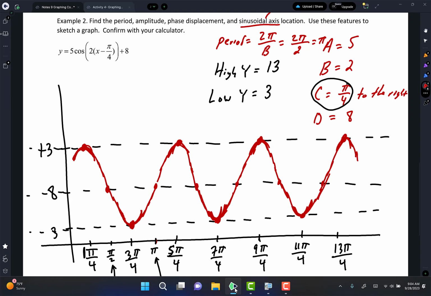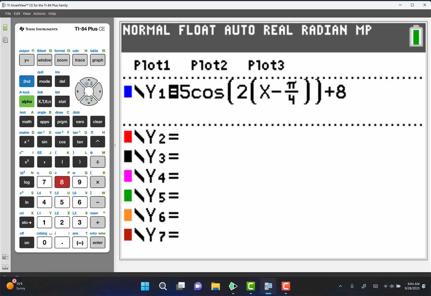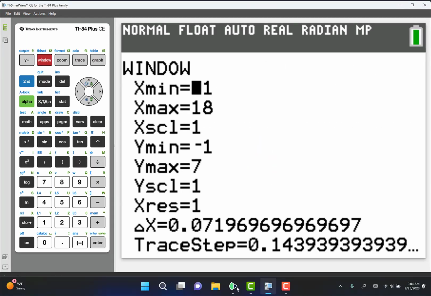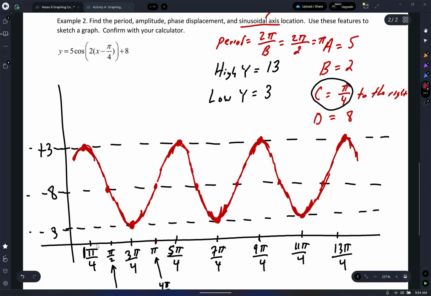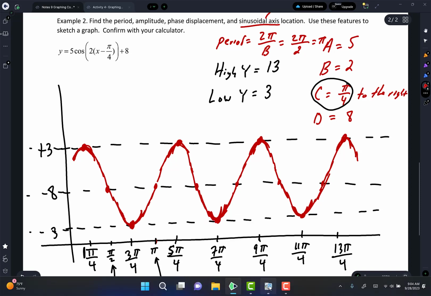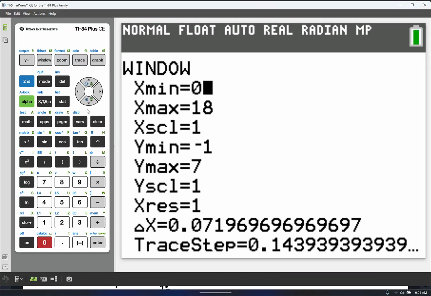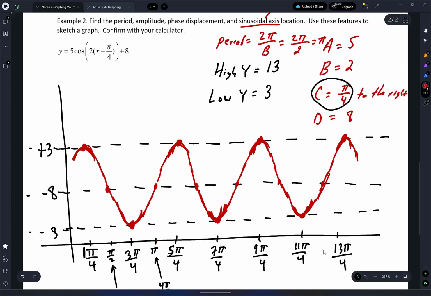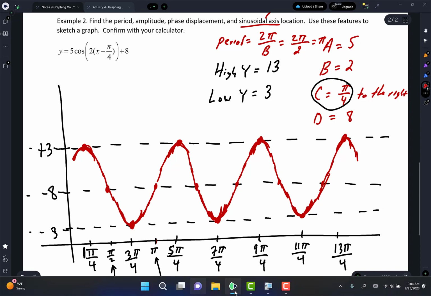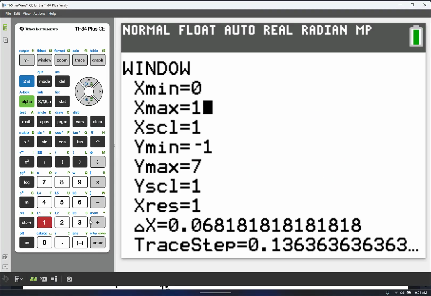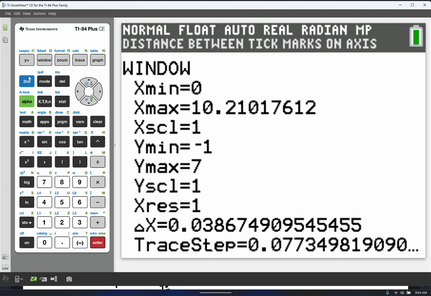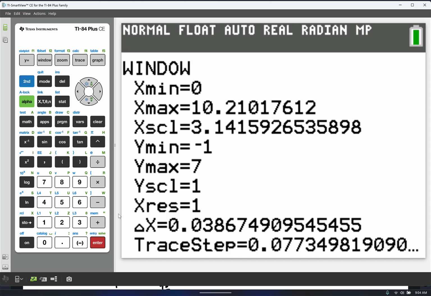I'm going to look at my window. My x min looks like I go all the way to pi over 4. I'll start it at 0. X max, it goes all the way to 13 pi over 4. I guess we could go a little bit to the right, but I'm going to go ahead and end it at 13 pi over 4. It's going to be a decimal. That's fine. 13 pi over 4. Enter. X scale, let's go by pi, which was the period, 3.14.